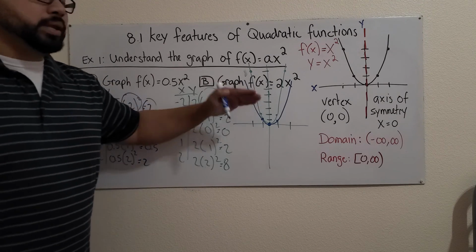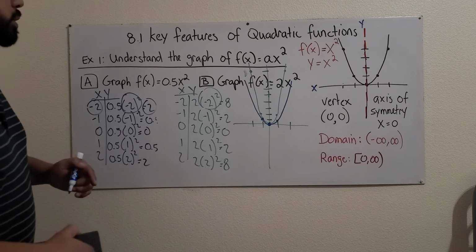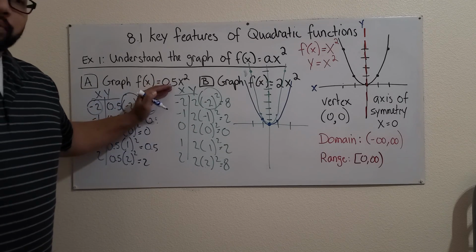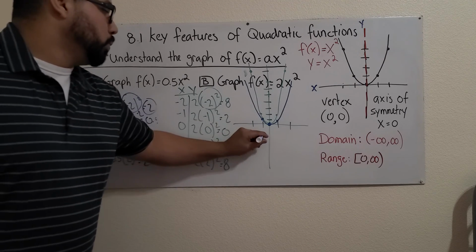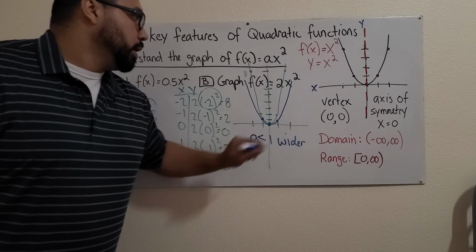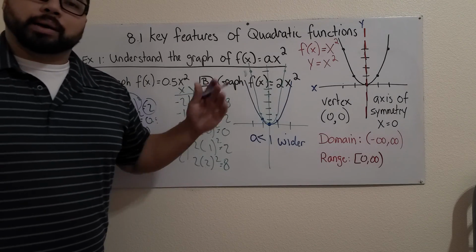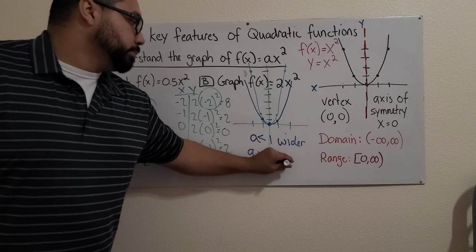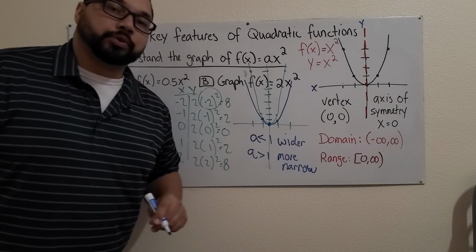So from this, we need to figure out what's happening with our a value when it gets wider and when it gets skinnier. So based on what we've seen so far, you've got a value less than 1, you've got a value bigger than 1. So what happened when your a value was less than 1? It got wider, didn't it? And then what happened when your a value was bigger than 1? Well, look at your green graph. What happened? It got more narrow, or you can say skinnier. So when a is bigger than 1, it gets more narrow. Or you can use the word skinnier, whatever's easier for you guys to use.